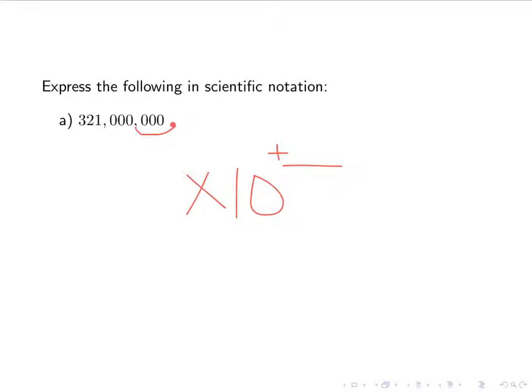So if I move it over 3 times, I've got 321,000, that's too big. I move it another 3 times, I'm at 321, that's still too big. I move it over a 7th time, that's 32.1, still too big. So I move it over one more time, and I've got 3.21, a number that is very much between 1 and 10. And then I just count how many times did I move the decimal over. That was 8 times. So I have 3.21 times 10 to the 8th.